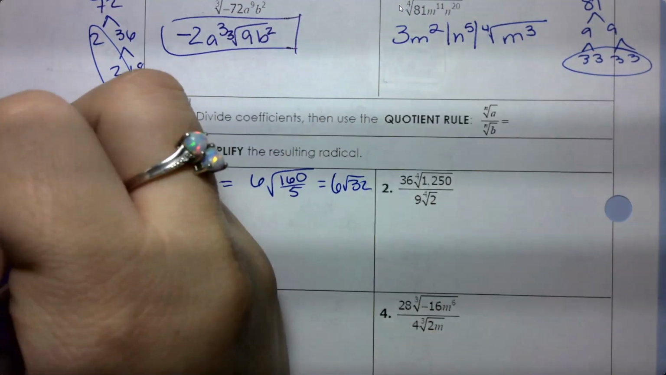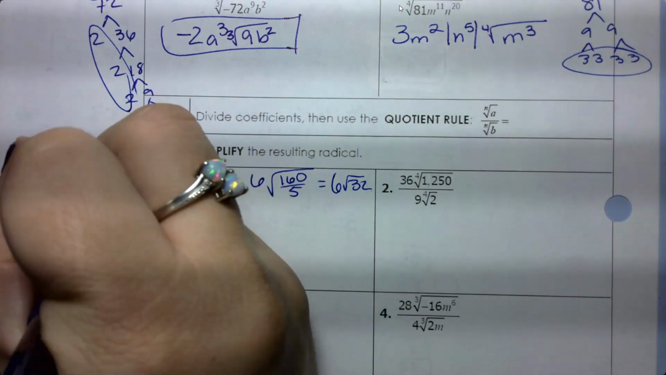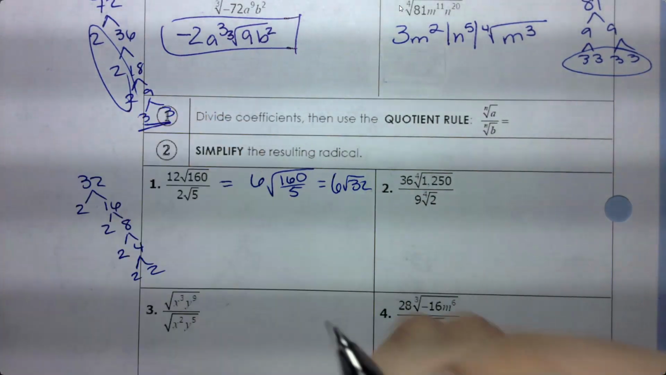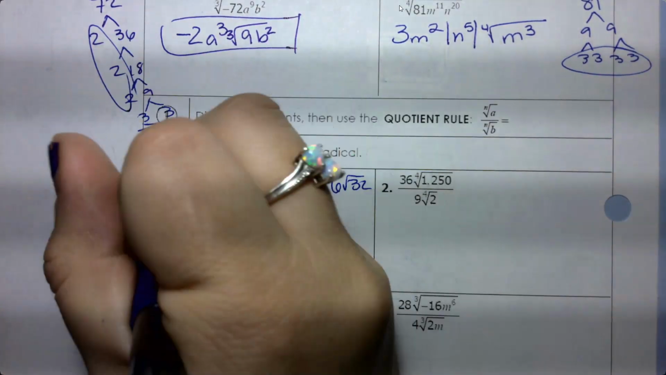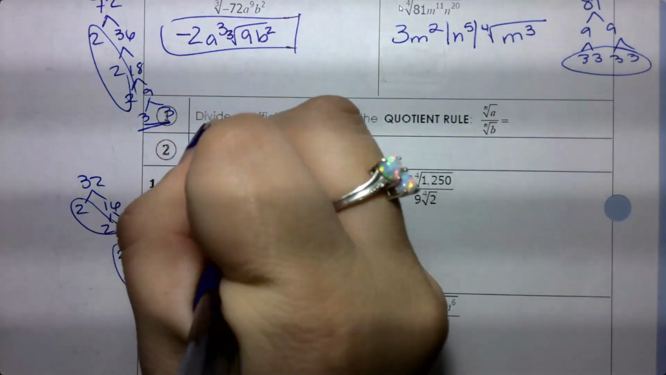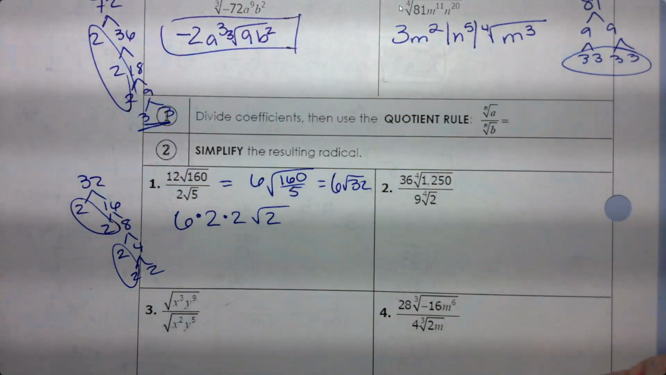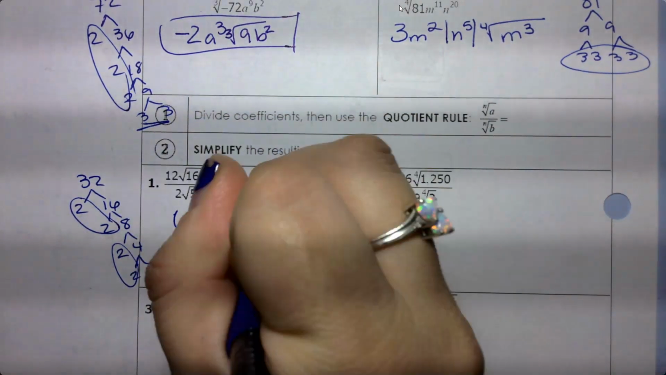If I factor tree 32, I'm looking for groups of 2 because it's a regular radical. I have 2 pairs of 2, so I have 6 times 2 times 2, and then I have a leftover 2 on the inside. 6 times 2 is 12, times 2 is 24. So my answer here is 24 square root of 2.